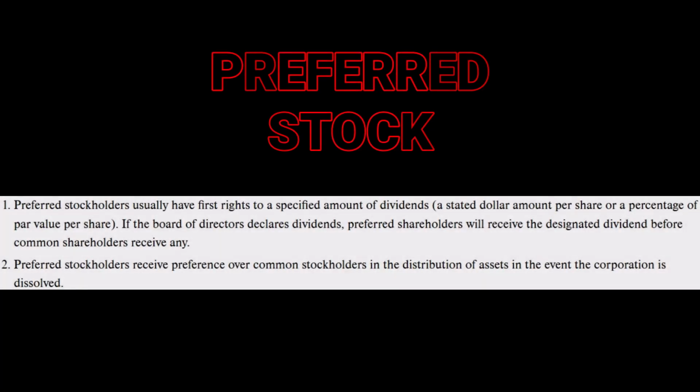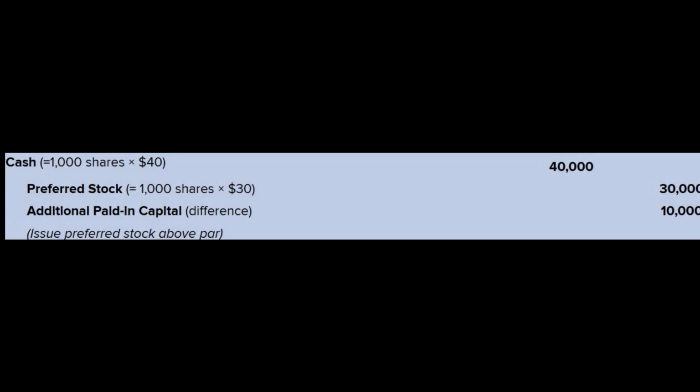Journalizing the issuance of preferred stock is similar to common stock. If preferred stock is issued above its par value, we credit the preferred stock account for the par value, and the difference goes to additional paid-in capital. Let's move on to treasury stock.